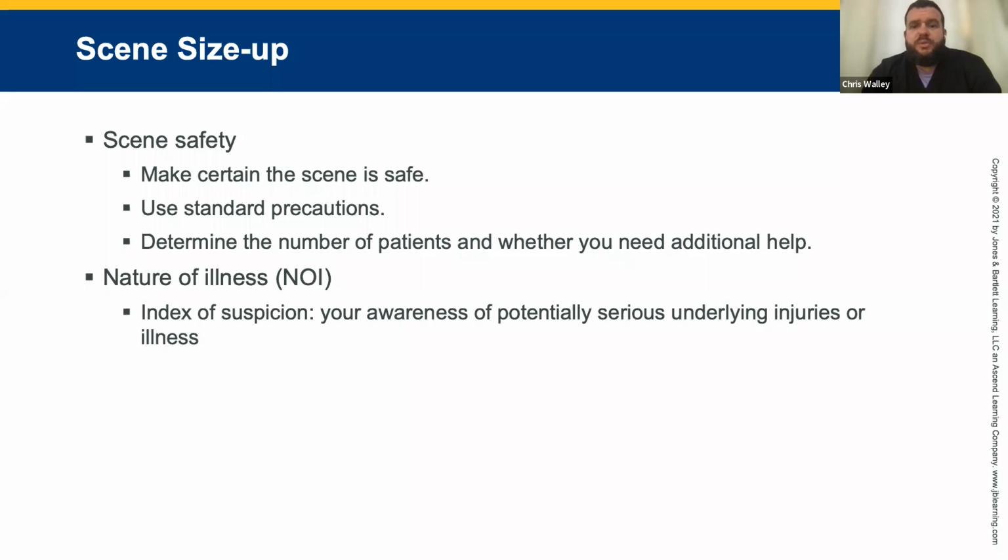We're going to use standard precautions to determine the number of patients you have, whether or not you need additional help, which is, again, refer back to your National Registry checkoff sheet. Those are some of the top first important questions that you must ask. So we determine our nature of illness, the index of suspicion, and concern for potentially serious underlying and unseen injury or illness. So be cautious.